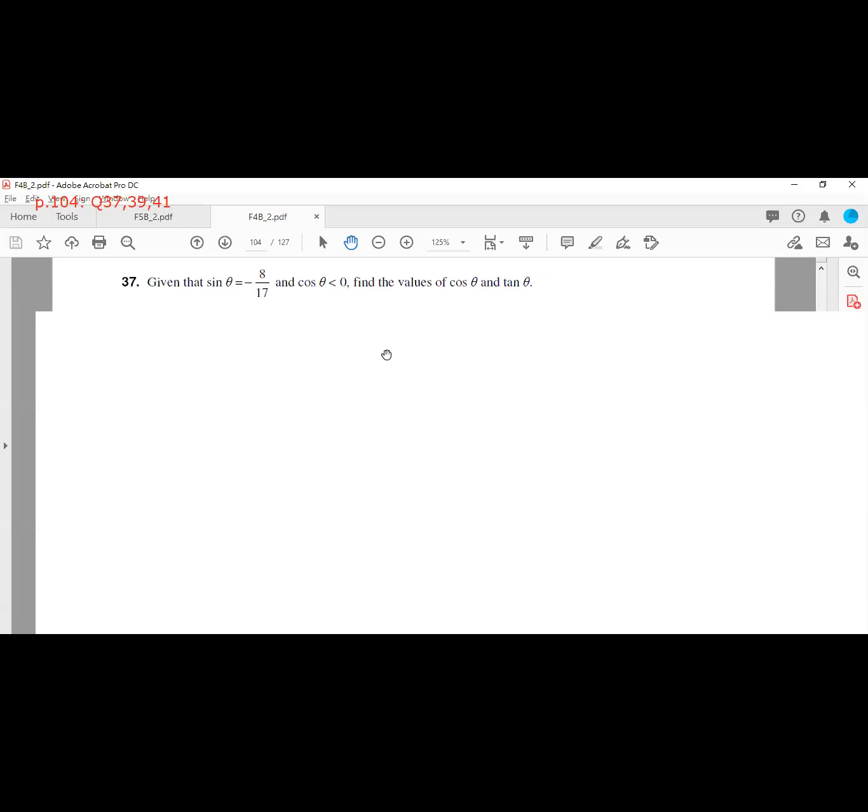So we need to draw the ASTC. You need to get help from the ASTC coordinate plane. Sine theta is a negative number. Remember that A means all positive, S means sine positive, T is tangent positive, C is cosine positive.